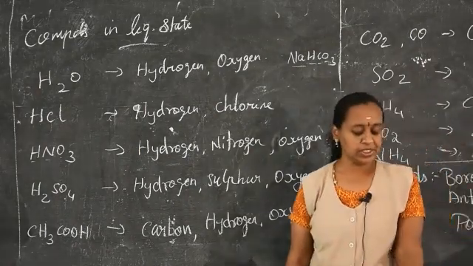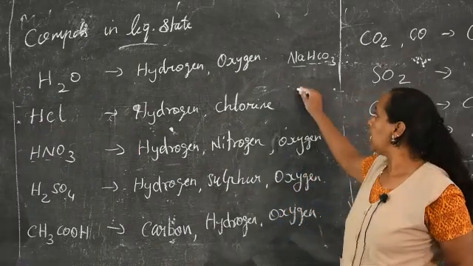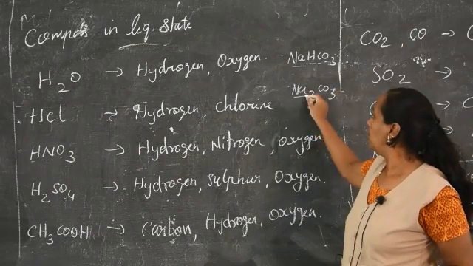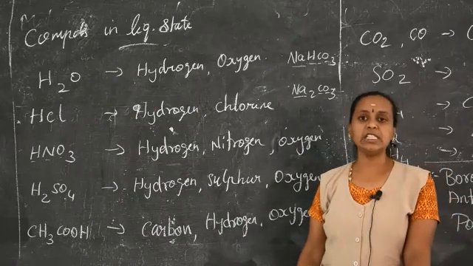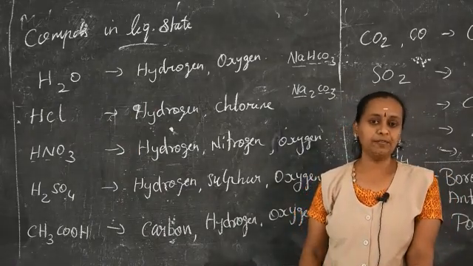The next is washing soda, which is nothing but sodium carbonate. The formula for sodium carbonate is Na2CO3. Sodium, carbon and oxygen are the constituents. It is used as a cleaning agent and is the main ingredient in soap.